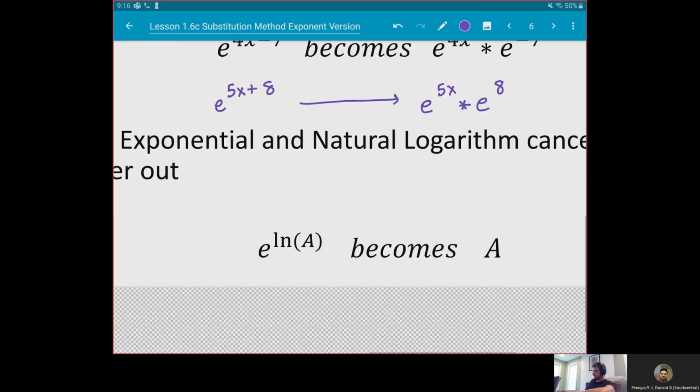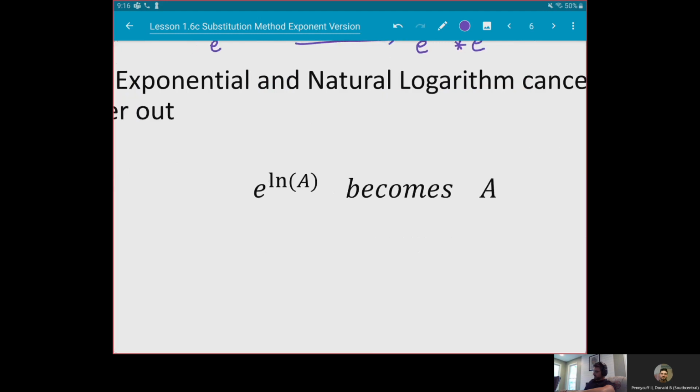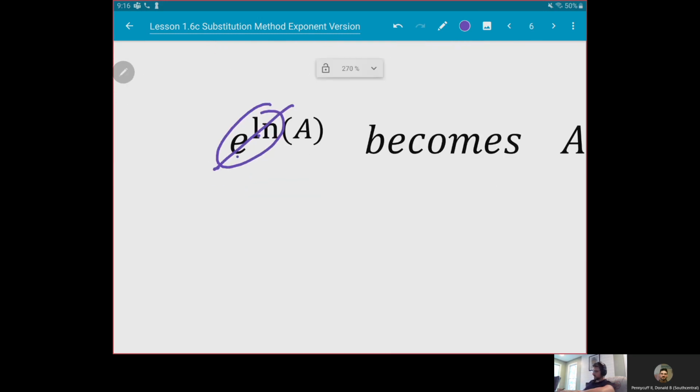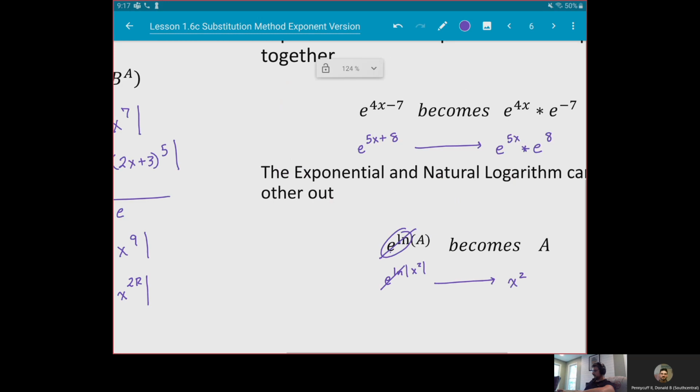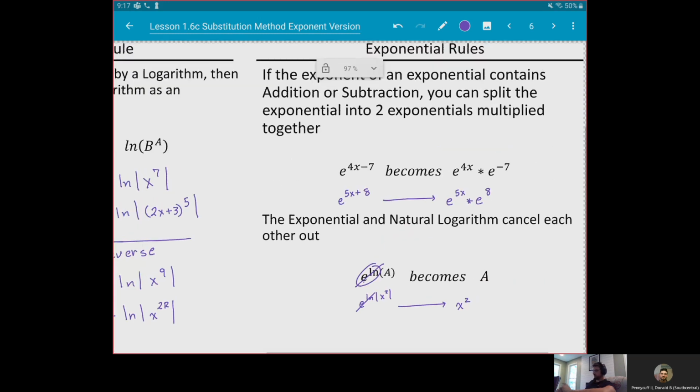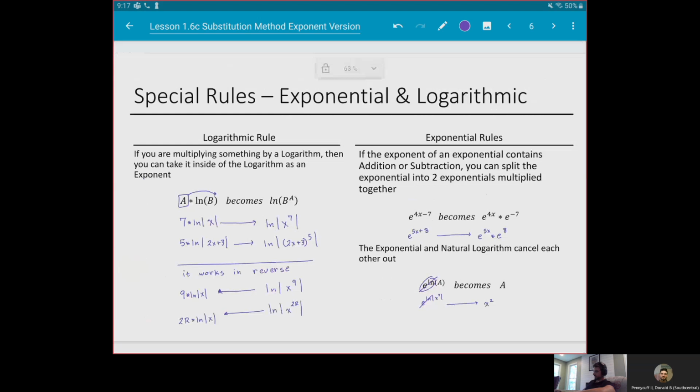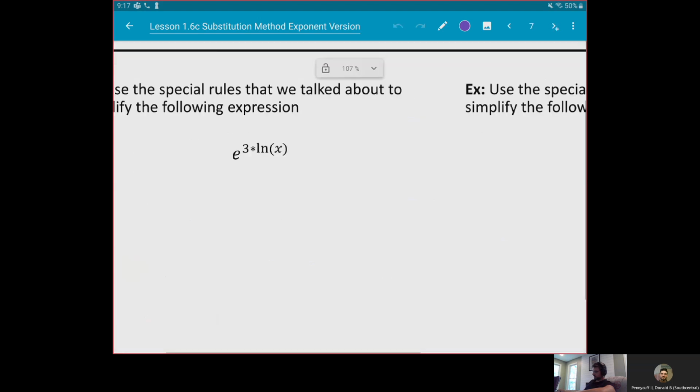Okay, that just happens. Another one is if you have e raised to an ln, they cancel each other out. Okay, and it's not just that. That's the main one. So if you had something like e to the ln of x squared, well, that's going to become x squared. The e and the ln cancel themselves out. Okay. So that is a very handy rule as well that we will also use in the first unit of Calculus 4. Okay. So let's do an example here.